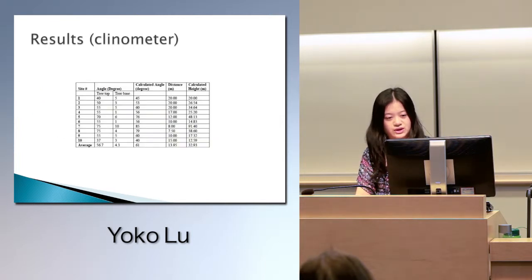So the results of the chronometer, we saw that the average height of the tree was 33 meters. So the distance is between 40 meters.